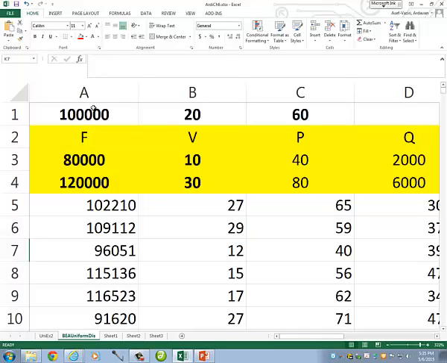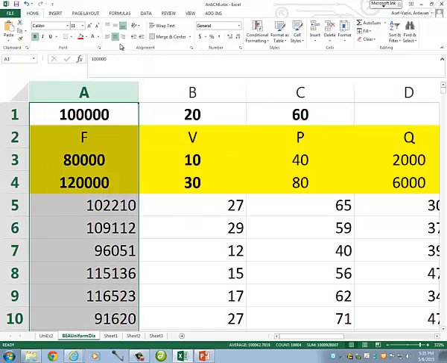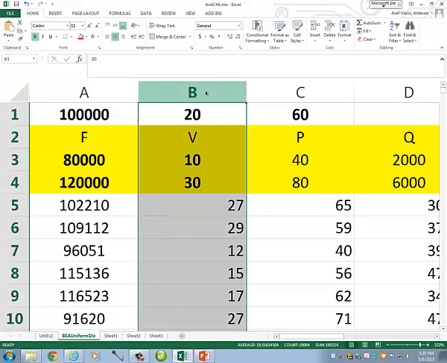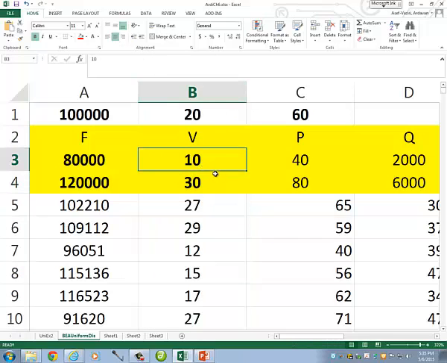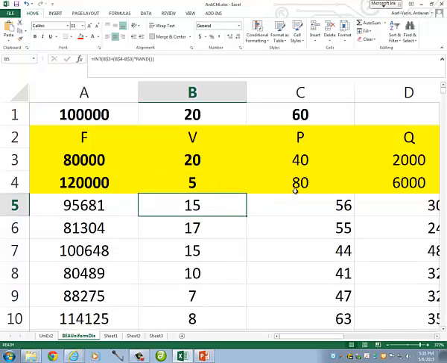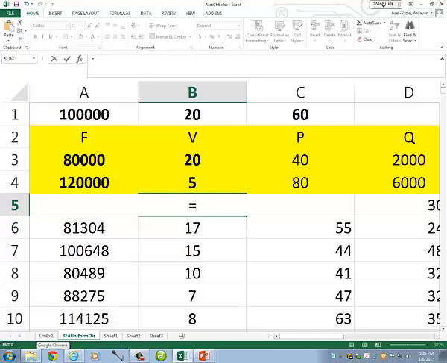I still assume that the fixed cost has a uniform distribution between 8,000 and 120,000, but I assume variable cost has a mean of 20 and standard deviation of, say, 5. Okay. Then what I will do, I will go here. First, I generate a random number, correct?